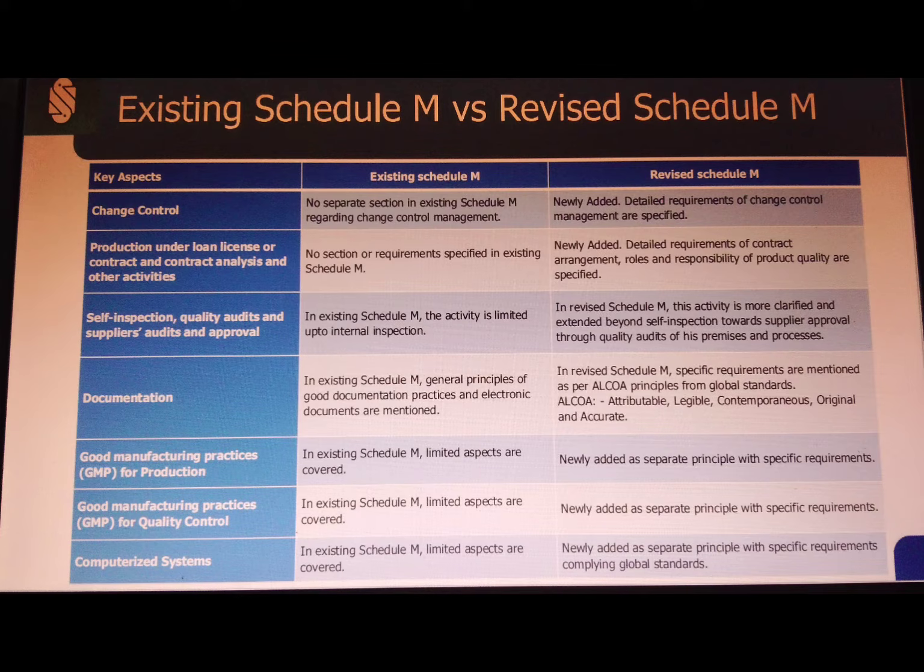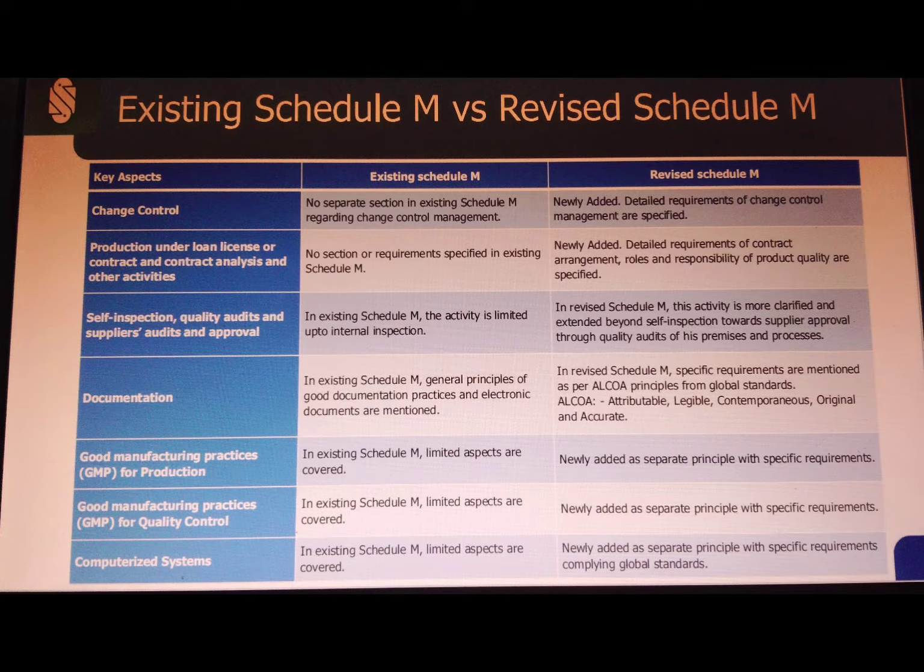Self-inspection, quality audit and supply audit and approvals. In the existing Schedule M, the activity is limited and up to internal inspection. On the other hand, in the revised Schedule M, this activity is more clarified and extended beyond self-inspection toward supplier approval through quality audit of his premises and process.